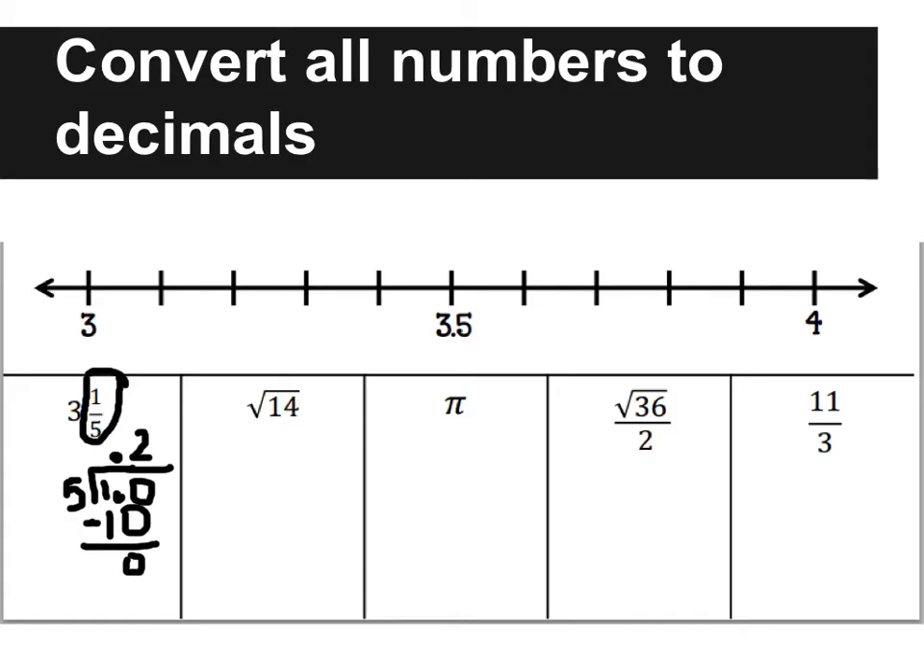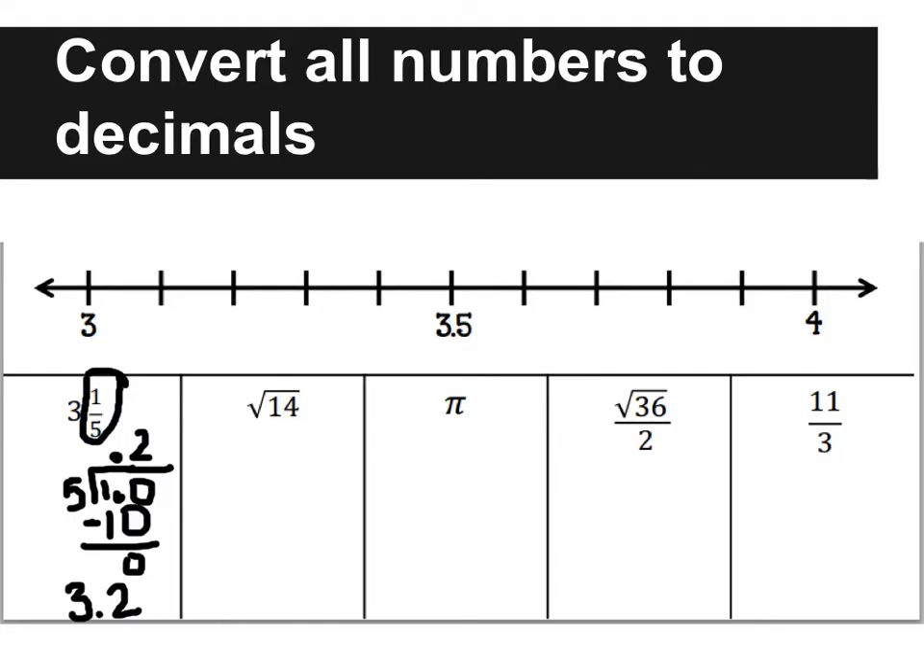Now, our whole number was 3. So we're going to have 3 for our whole number, and then 1/5 is equivalent to 0.2 or 2/10. So 3.2 is the first number that we have.